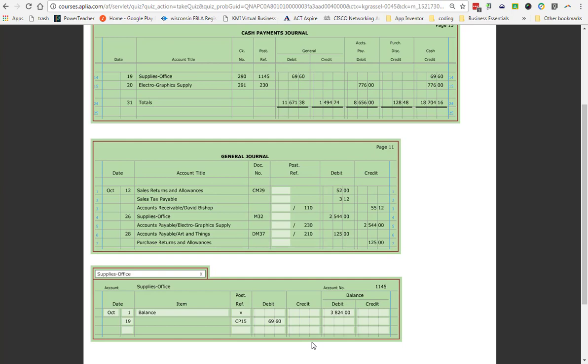Now, supplies office had a previous debit balance of $3,824. I need to add to it 6960. So I have a new balance now of $3,893.60. The last step that we should do that we can't do because there's a mistake in Applia is to take that account number 1145 and put it back up in our cash payments journal.